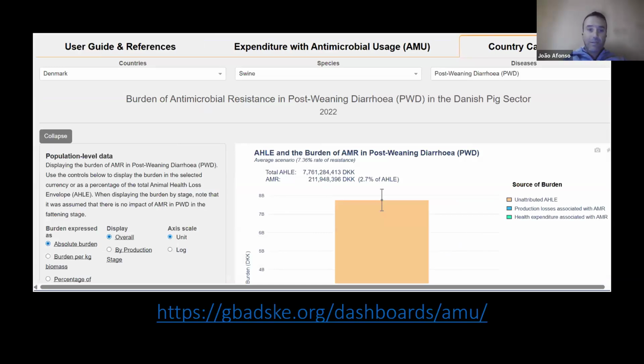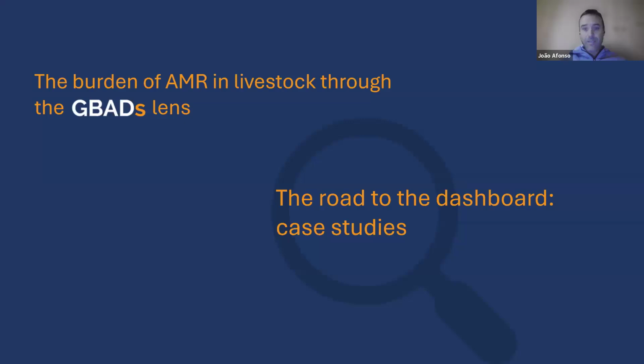But just to let you know, the user at this point has the ability to use the drop-down menus to select the country, the species, and the disease in question. And also on your left-hand corner, the user can select the way by which data is displayed. So you can see that the user can observe the absolute burden. You can also look at the relative burden or the burden per biomass, and you can see it as an overall picture or also by production stage.